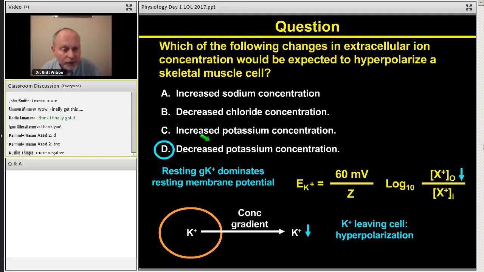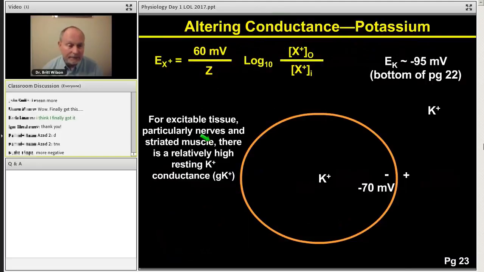Use what works for you. If you like the math, use the math. If you don't want to use the math, just use this simple way to remember it. But remember it, one way or the other, remember it. Very high yield for Step 1. Extracellular potassium is a big player in influencing resting membrane potential. A lot of leak channels for potassium.